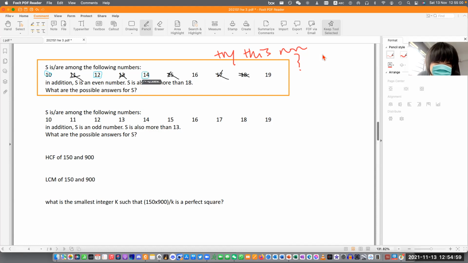Let me mark out all of the possible numbers. Nice. In fact, this is the strategy. Okay, this is the strategy to do such questions. Possible answers 10, 12, 14, 16. Nice. All right. So this is the strategy. Okay, continue with the second question here.